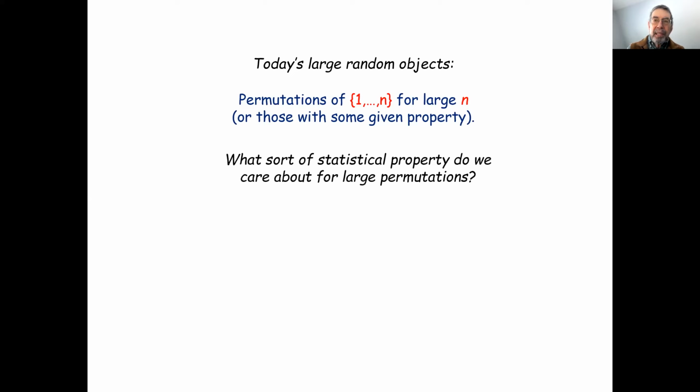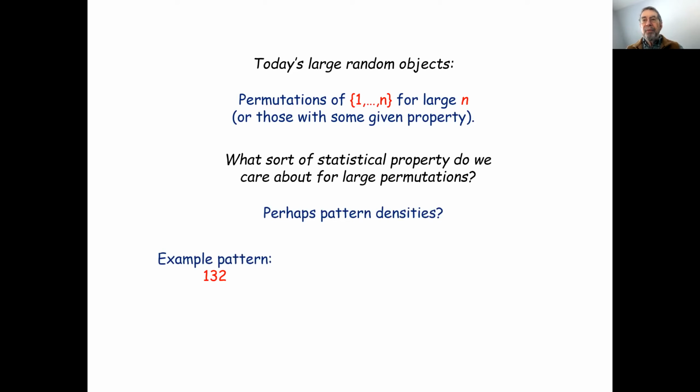And as such, you might think, okay, what kind of statistical properties do we care about for a large permutation? Those of you who've dealt with graphons know that one way of dealing with, useful way to deal with large graphs is to think about what happens if you look at a random set of vertices and what subgraph do they induce. And the equivalent for permutations is something called patterns and pattern densities.